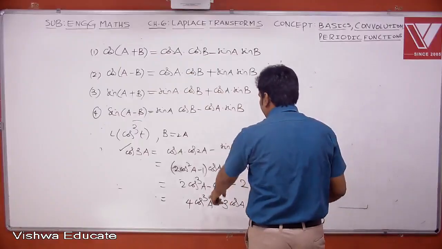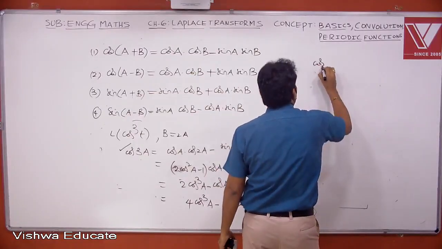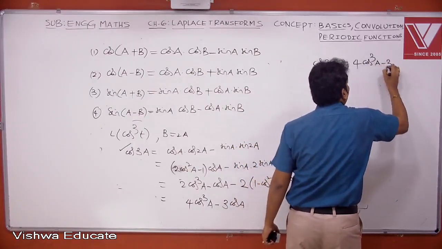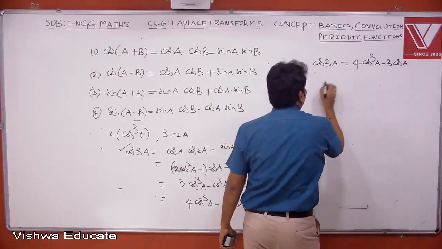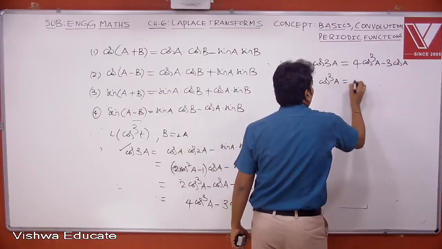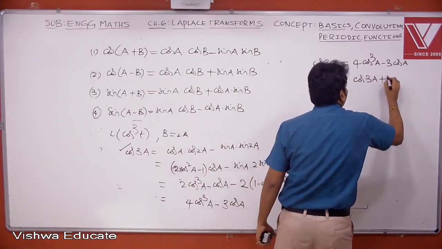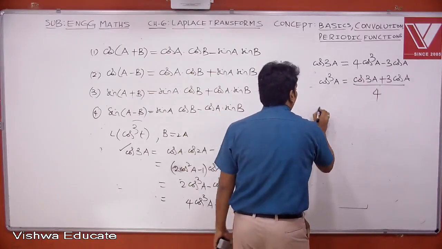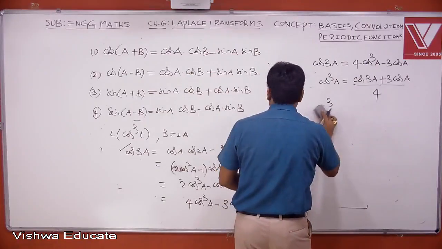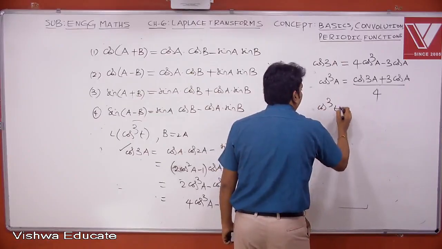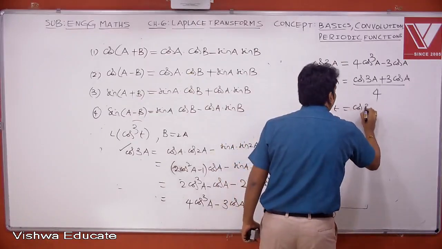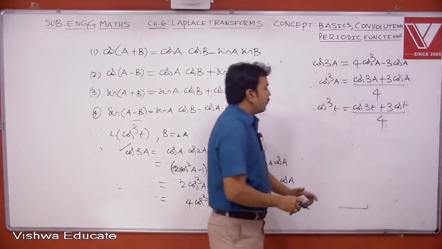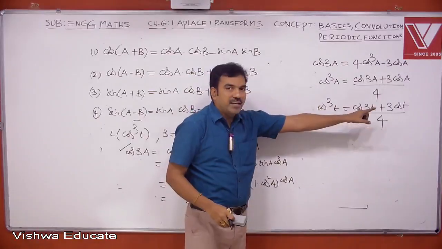From this, the value of cos cube you can get easily like this. Here cos 3a equals 4 cos cube a minus 3 cos a. So therefore, in this case, cos cube a equals cos 3a plus 3 cos a divided by 4. So therefore cos cube of t, replace a by t: this becomes cos 3t plus 3 cos t divided by 4. Therefore, we got cos cube t in terms of linear functions.